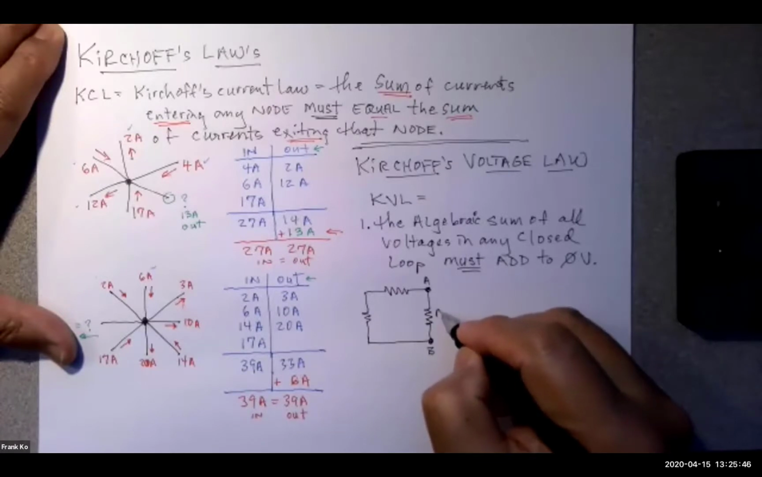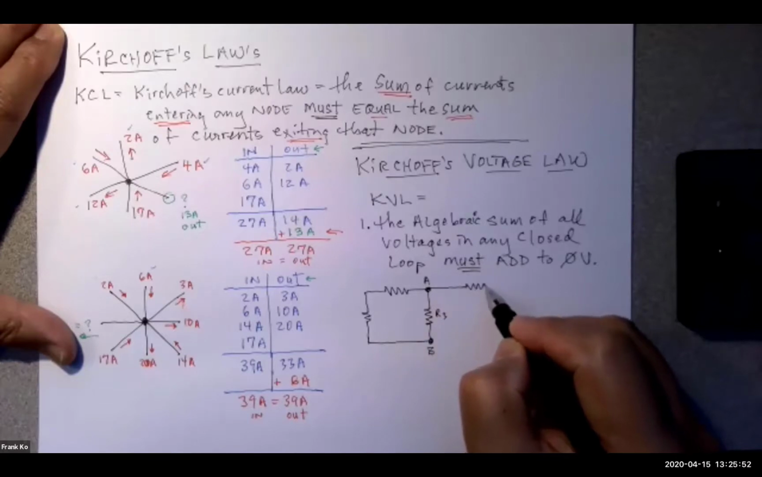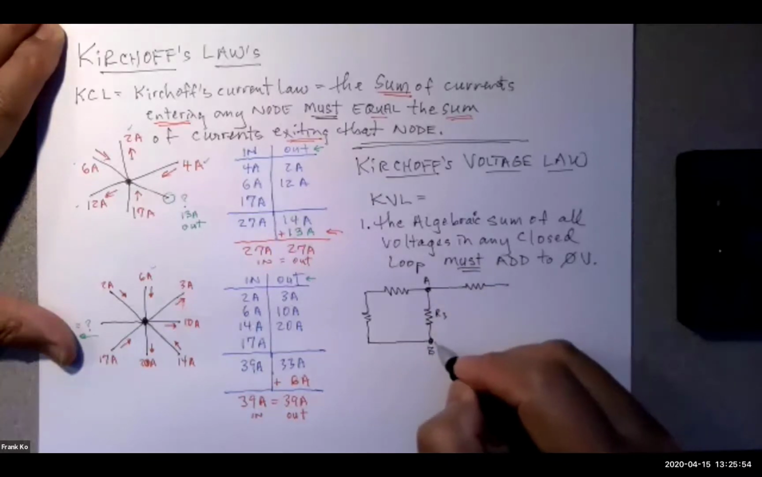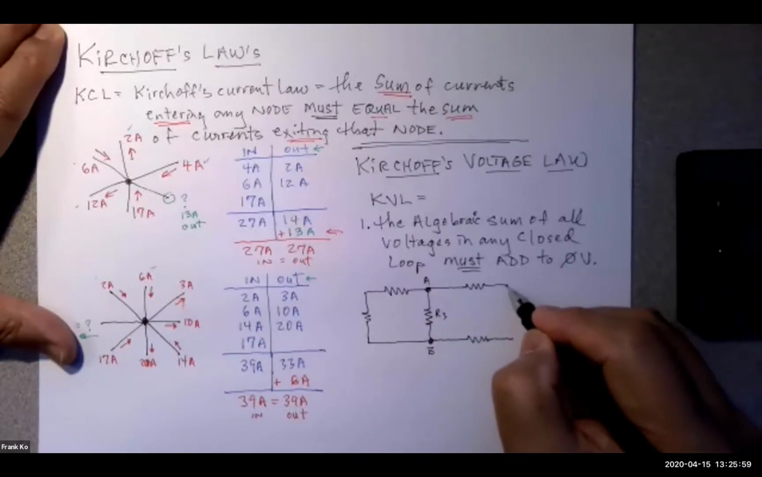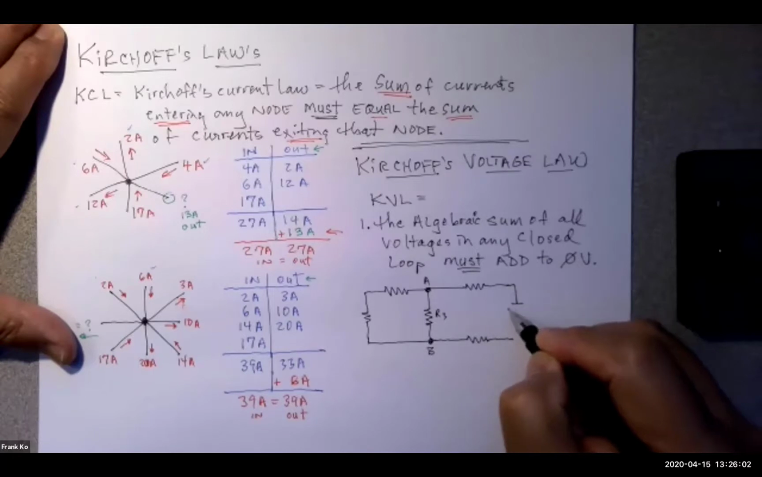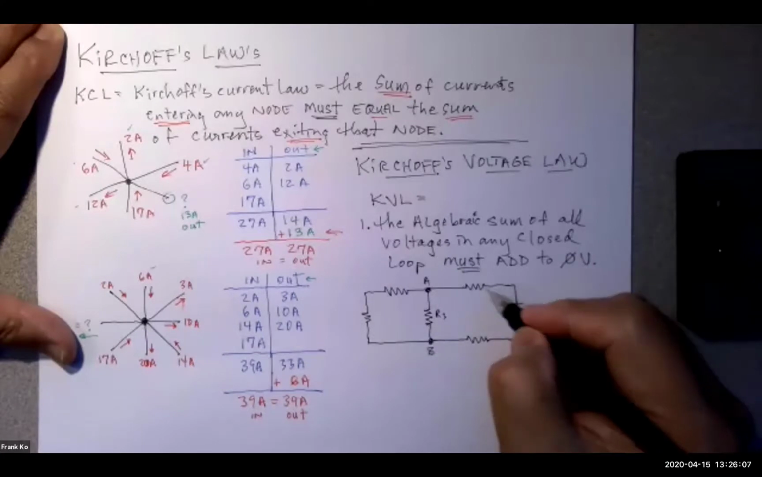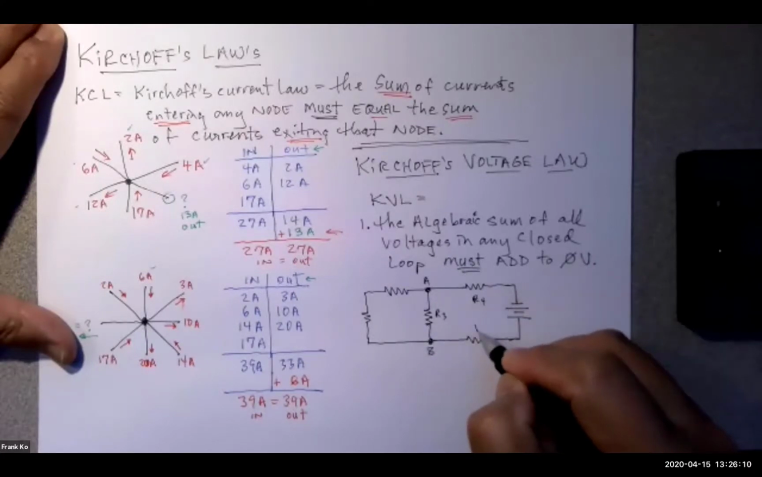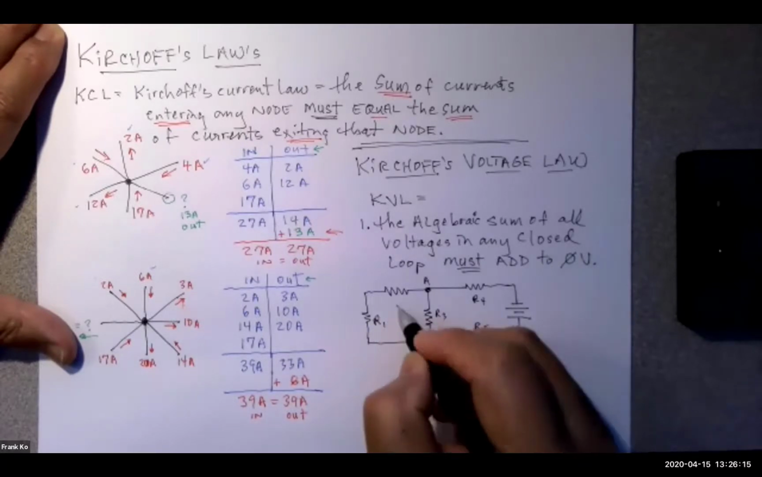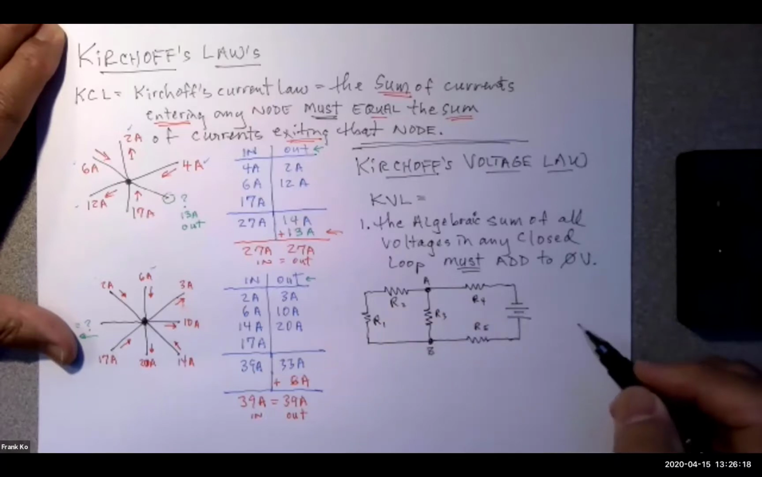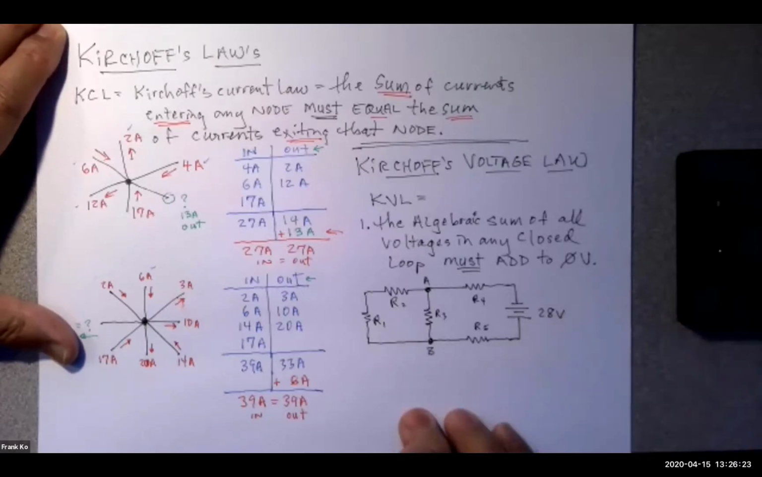This was our R3. We had another resistor over here. And we had another resistor over here. And we had this, and this, like so. We had an R4 in this location. We had an R5 in this location. We had an R1 over here. We had an R2 over here. The voltage source was given as 28 volts.